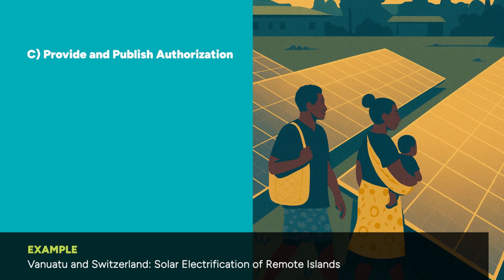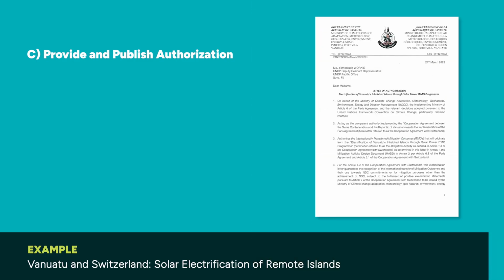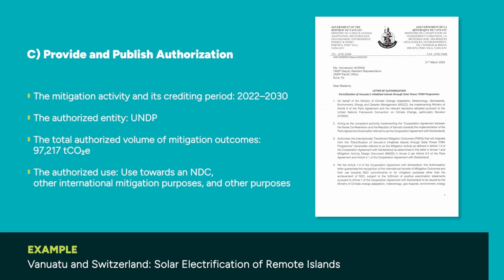C. Provide and publish authorization. Each country's authorization clearly identifies the mitigation activity and its crediting period from 2022 to 2030. The authorized entity, UNDP. The total authorized volume of mitigation outcomes, 97,000 tons CO2 equivalent. The authorized use, which includes use towards an NDC, other international mitigation purposes, and other purposes such as voluntary offsetting.